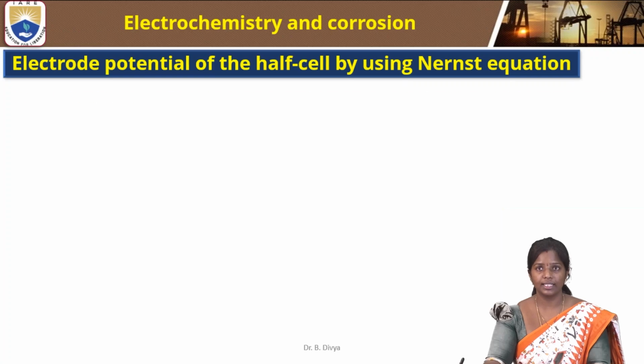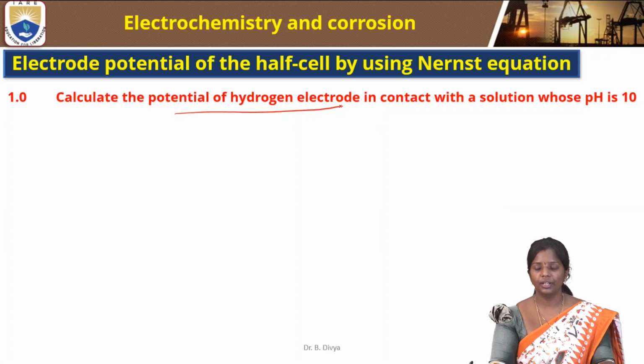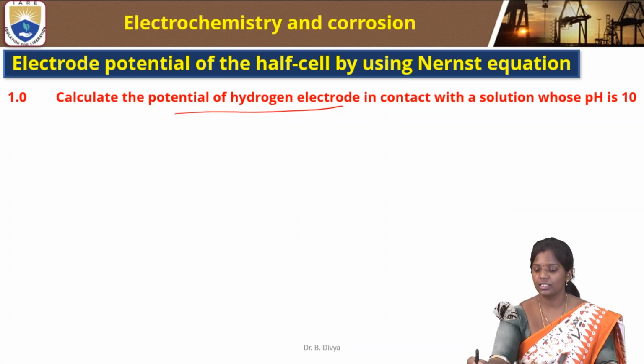So let us go to the examples. The first one: calculate the potential of a hydrogen electrode in contact with a solution whose pH is 10.